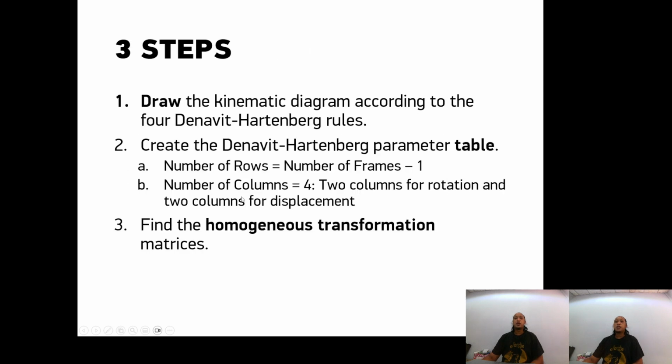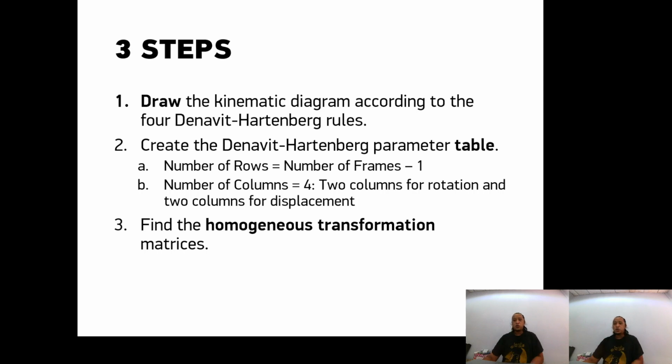It's going to be 3 steps to solve the Denavit-Hartenberg parameters and find the homogeneous transformation. The first one, draw the kinematic diagrams according to the 4 Denavit-Hartenberg rules. The 4 DH rules, we will talk about later. And the second step is to create the Denavit-Hartenberg parameter table.